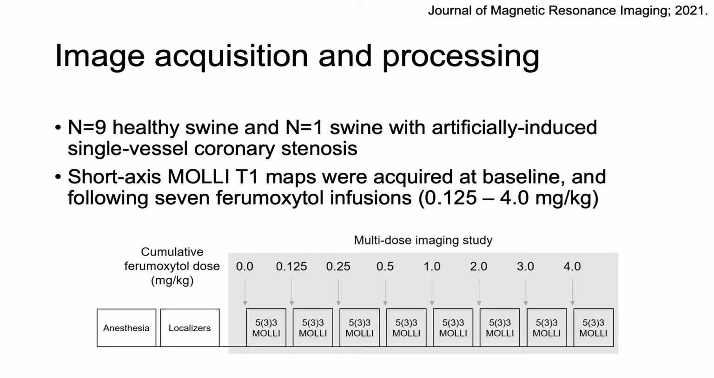In this study, we imaged 9 healthy normal swine models and a single swine model with an artificially induced single vessel coronary stenosis. We acquired short-axis MOLLI T1 maps at baseline and following 7 individual ferumoxytol infusions, ranging from a cumulative dose of 0.125 to 4.0 milligrams per kilogram.